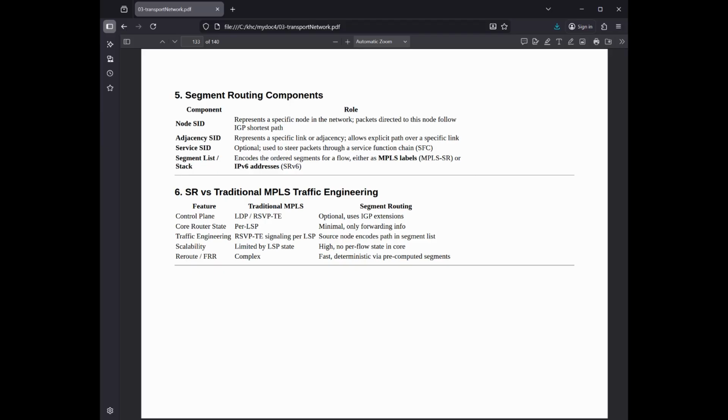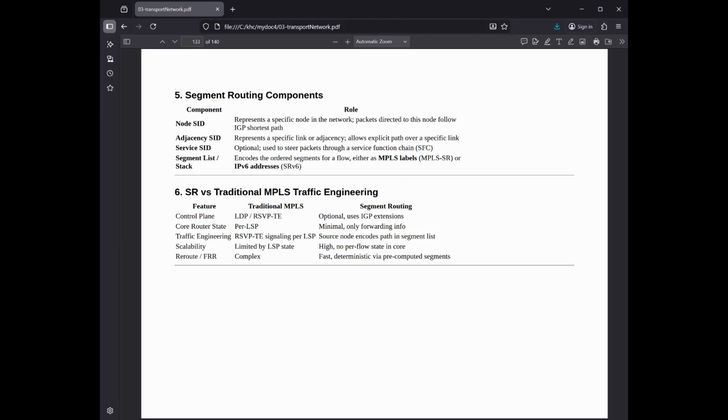Node SID, prefix SID. The node SID is a global identifier for a specific router, node, in the network. Role: it represents the shortest path to that router. Scope: it is global, meaning every router in the network knows that SID 16001 refers to router A. Analogy: think of this as a city name on a highway sign. If you follow the signs for New York, you will take the most direct highway route to get there.